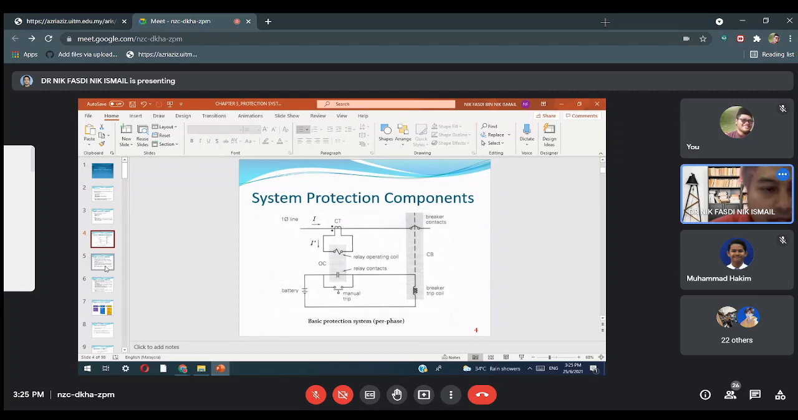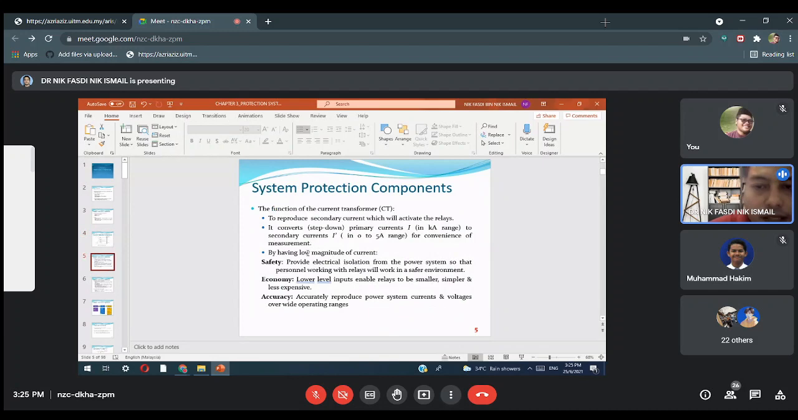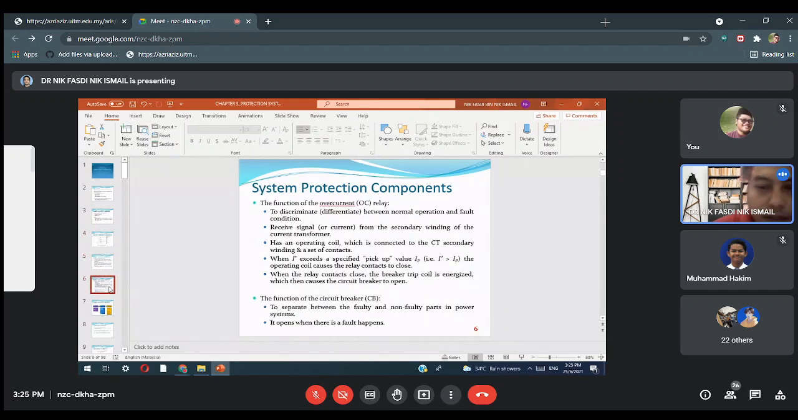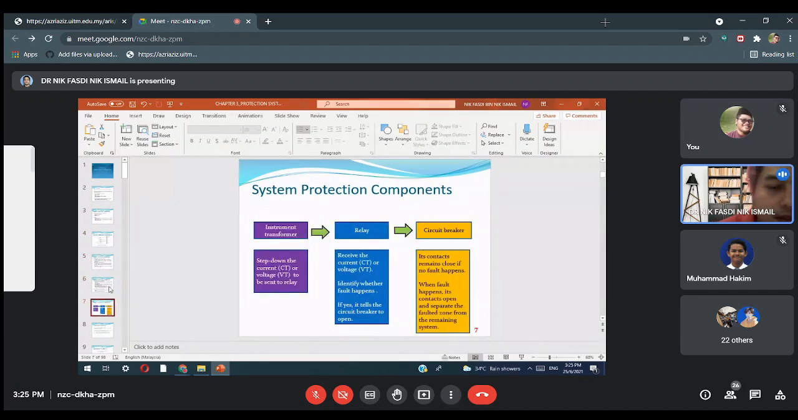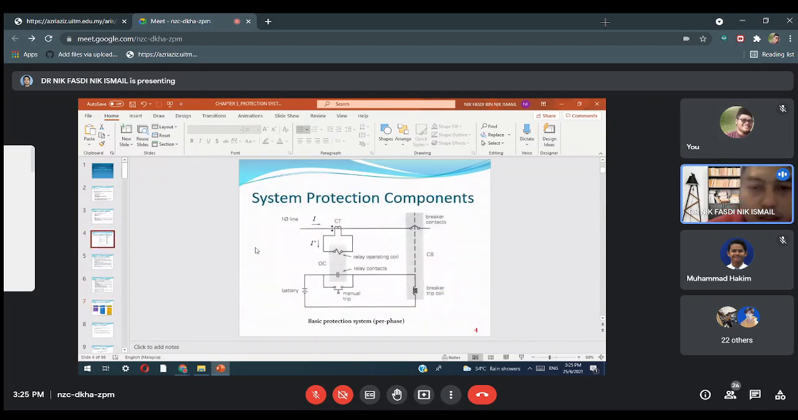That is the concept. Okay, understood? So this one I won't explain because I already explained to you all, I just want you to recall. Right? So, system protection components: instrument transformer. We have current transformer and voltage transformer. The concept is the same for voltage transformer. Only the current transformer we basically connect in series, like this. For voltage, it is in parallel. Okay.